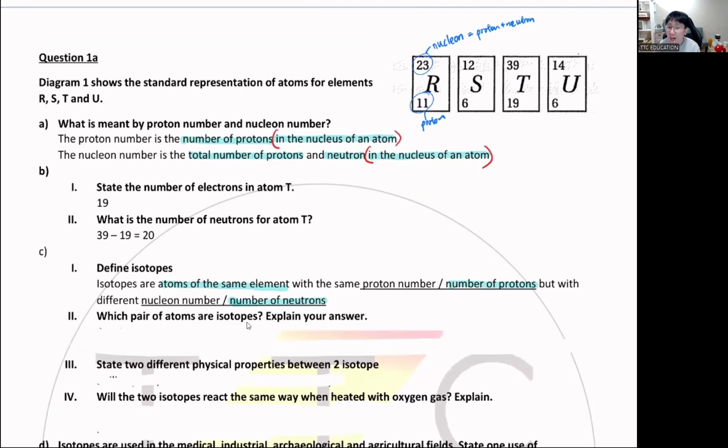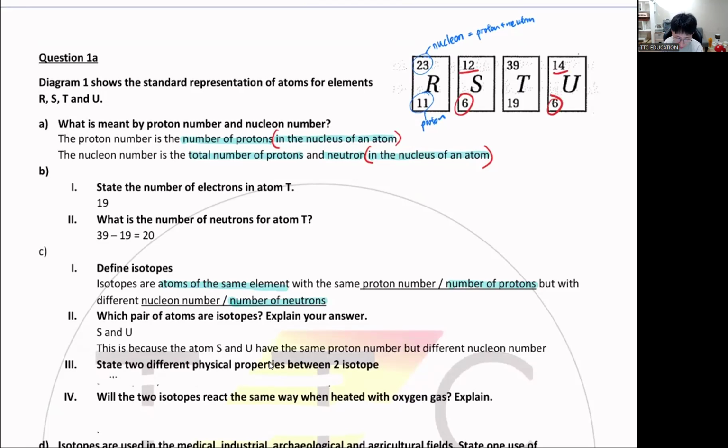Okay, and which pair are isotopes? So guys, you see, same proton, different neutron. Right, so we say that it's S and U. Explain your answer. By the same definition we said just now, S and U because they got same number of protons but different number of neutrons. So for my answer here, I go with same proton number, different neutron number is also fine.